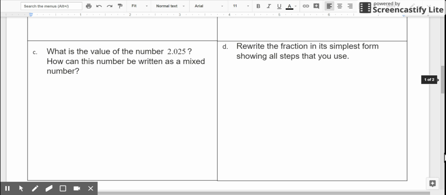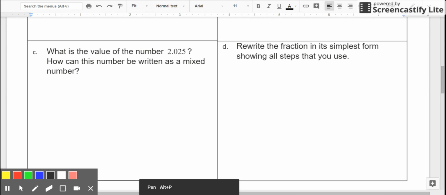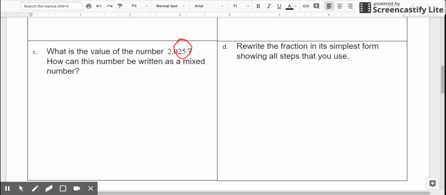So let's take a look at part C. You should have already tried this on your own. It says, what is the value of the number 2.025? How can this number be written as a mixed number? So this 0.025, that's 1/10 of the size of 0.25, which we looked at for the last problem.